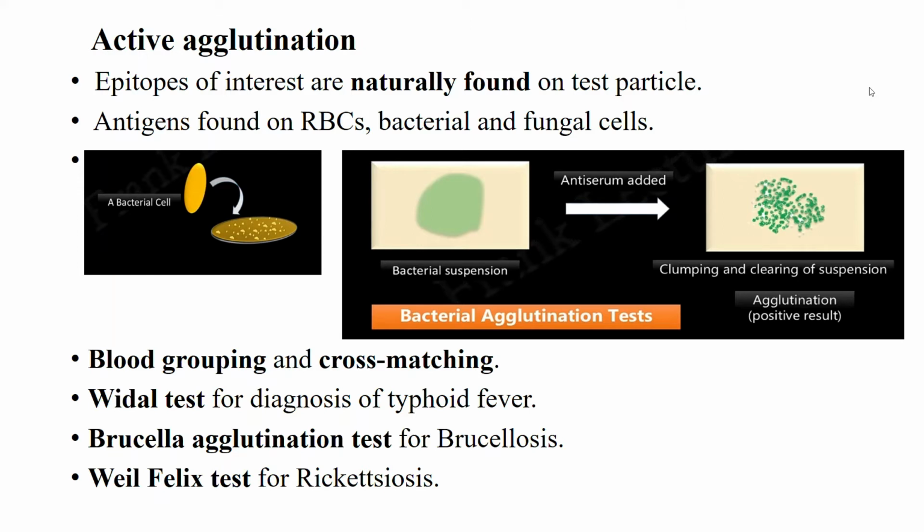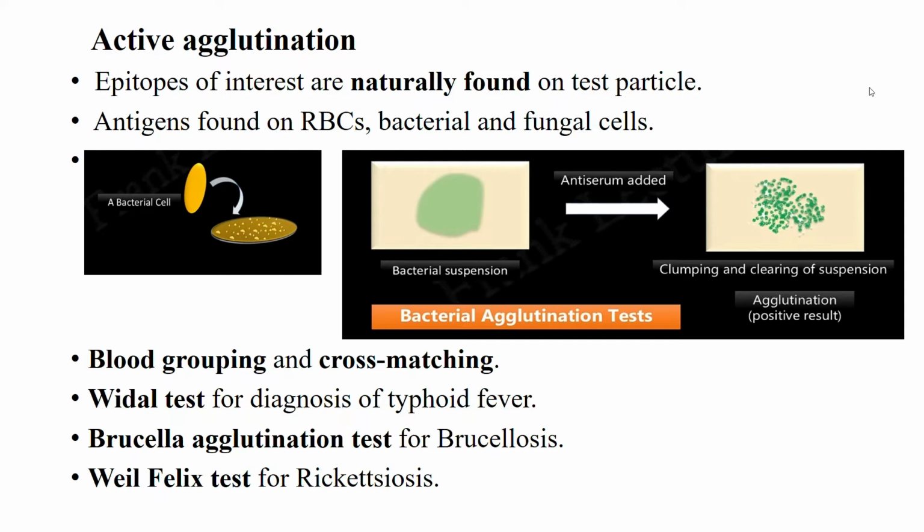Let us say that we have a pure bacterial suspension or culture. From that we make a suspension and place this bacterial suspension on a glass slide, and to this we add an antiserum which contains a specific antibody for this antigen. After some time we can see clumping as well as clearing of the suspension, which means the agglutination has formed and this test is positive. This type of bacterial agglutination test is performed routinely in labs because by doing this, the bacteria isolated from the clinical specimen can be identified.